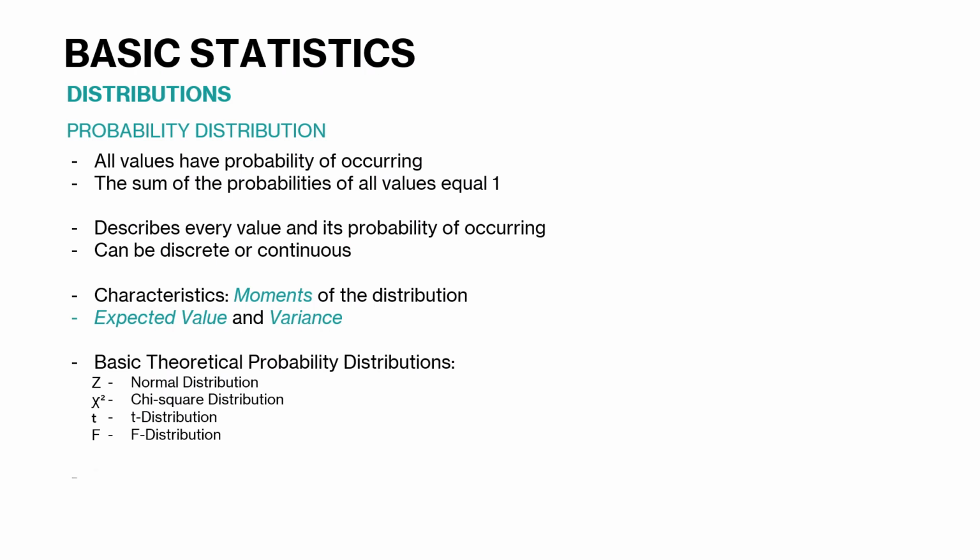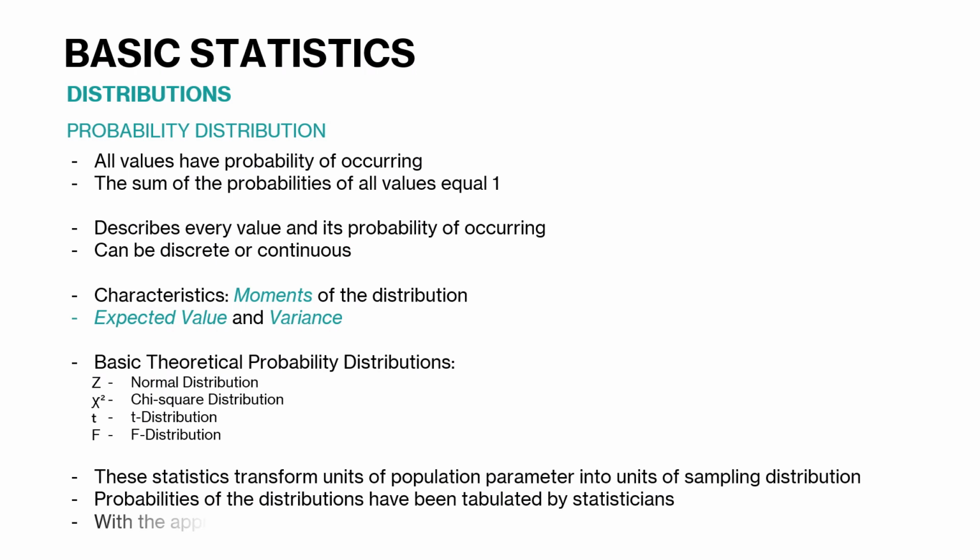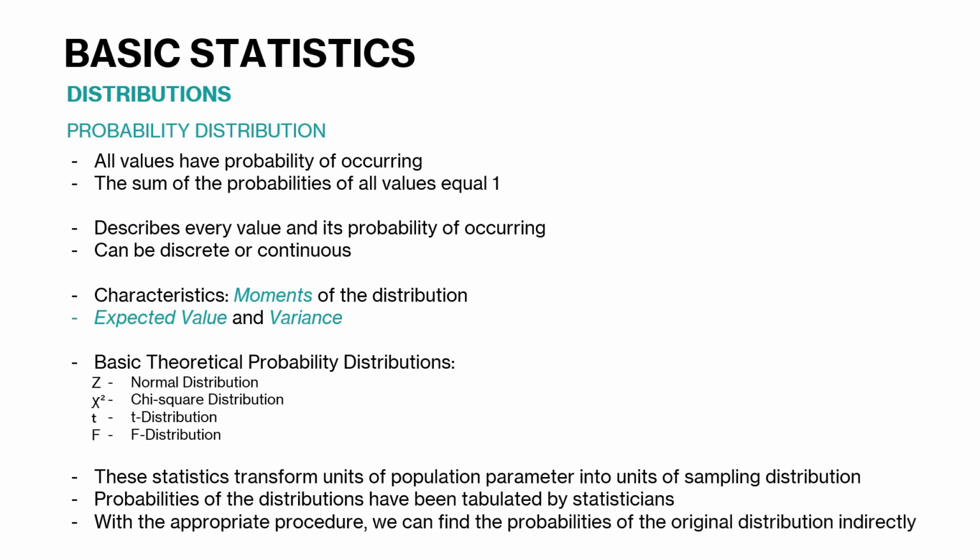These statistical formulae transform the units of original population parameters into units of the sampling distribution of these statistics. The probabilities of these distributions have been computed by various statisticians and have been tabulated. Thus, by using the appropriate transformation procedure, one can find the probabilities of the original distribution indirectly instead of estimating these probabilities directly from the original distributions, which involve highly complex expressions.